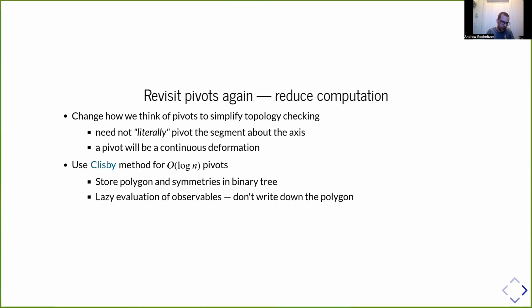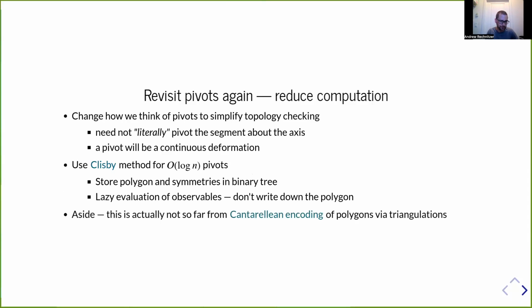And this helps. We're also going to use the Clisby method, I guess I will call it, for very, very fast pivots, which requires us to store the polygon and its symmetries in a very careful binary tree. And part of the game there is what you might call lazy evaluations of observables, namely you don't actually want to write down the polygon that you're pivoting. You want to compute as little as possible.